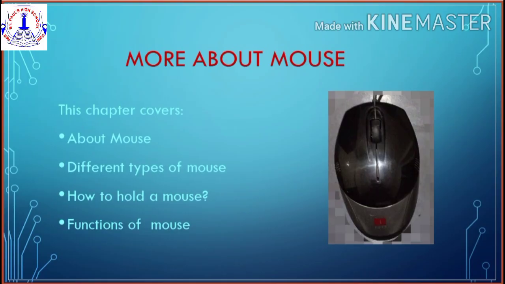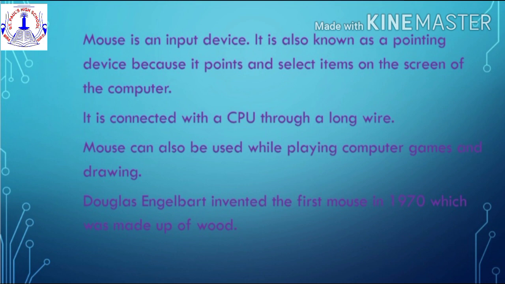More about mouse. Student, this chapter covers about mouse, different types of mouse, how to hold a mouse, functions of mouse. Student, mouse is an input device. It is also known as a pointing device because it points and selects items on the screen of the computer.